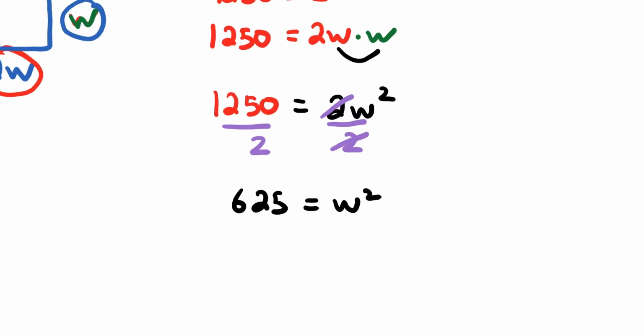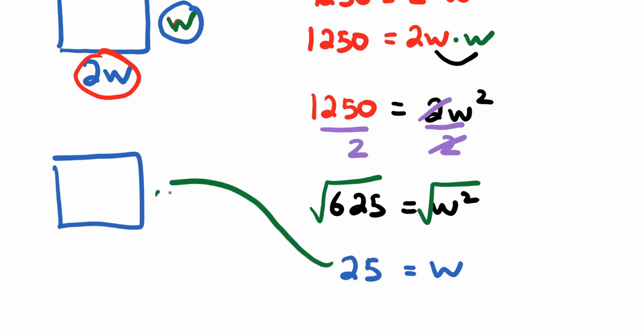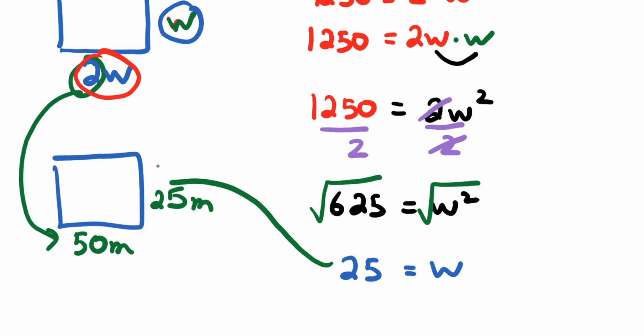And then from here, you can just take the square root of both sides. And the square root of 625 is going to be 25. So 25 times 25 is 625. So if I go back to my diagram here, I know my width here is going to be 25 meters, and the length is double that, so this will be 50 meters, right? So the length is 50 meters because it's double the width. And that's why we have the 2 there, right? The 2 doubles that, and you get 50 meters there.